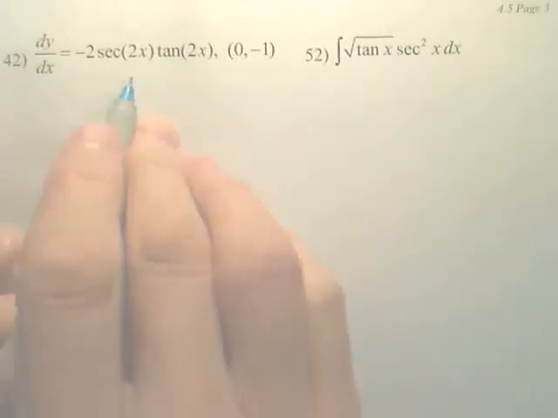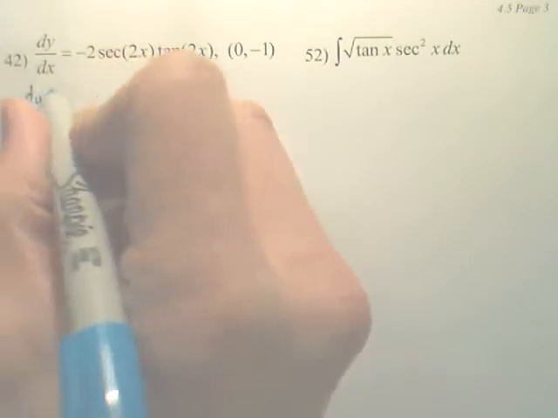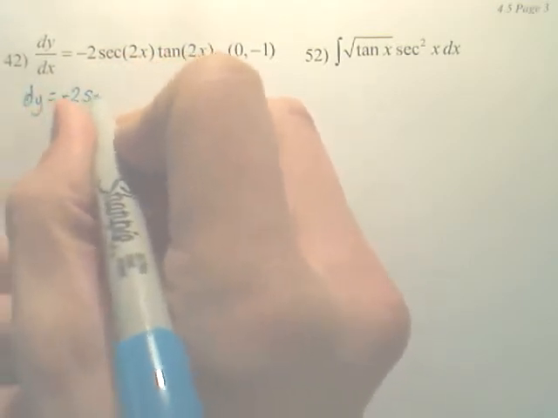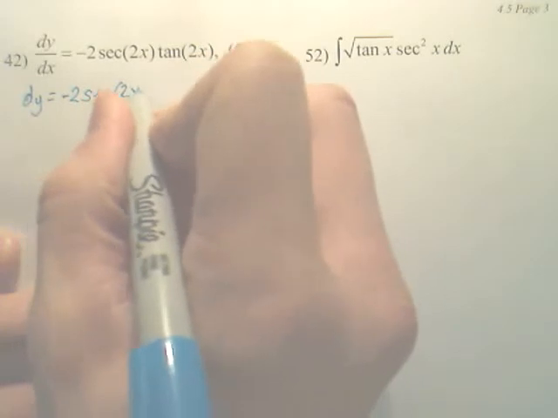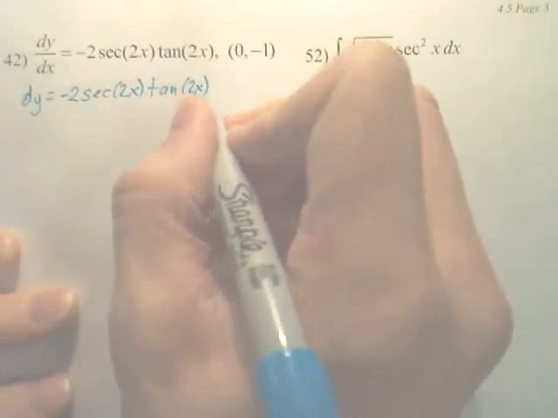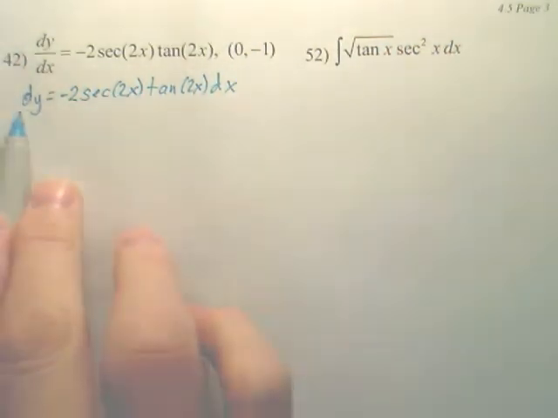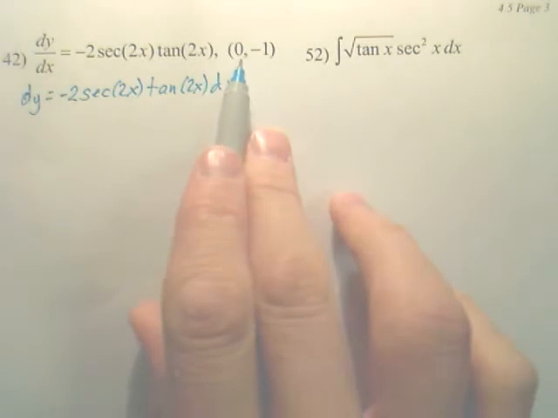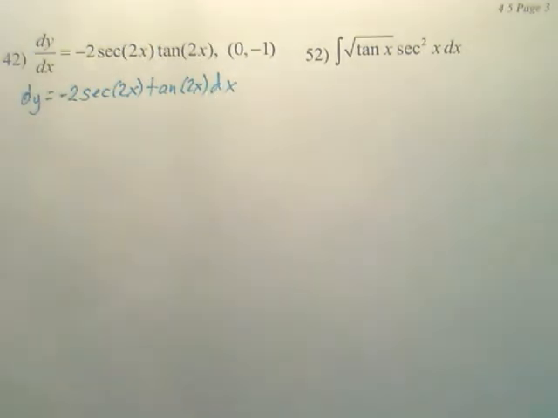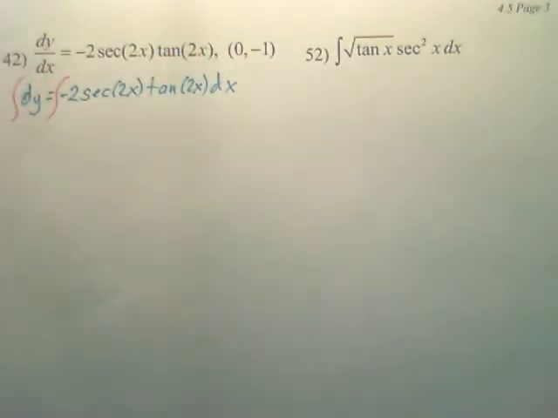We want to find the original equation. The first step is to make it a differential, and you do that by moving the dx over. Then once we integrate both sides, we're going to plug in this value, x y, to get c, to get the particular solution. So we're going to integrate both sides, and that will give us the original function.